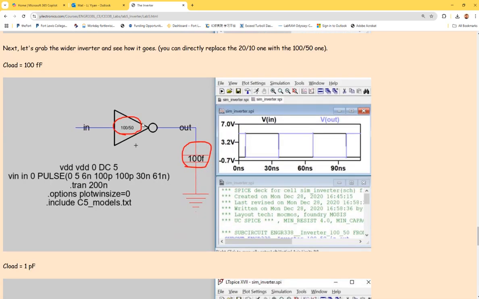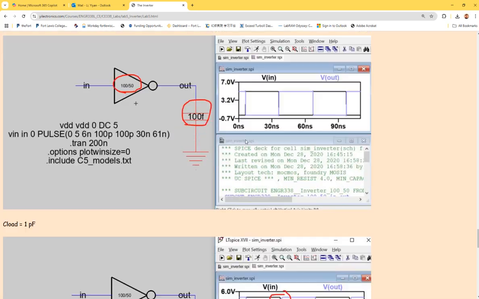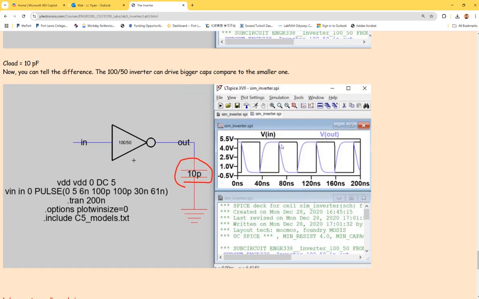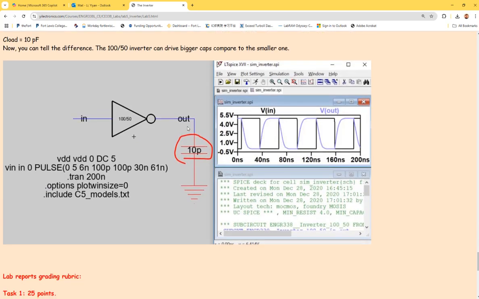So, but if we switch it to the wider one, right? The wider one is 5 times the width for the PMOS and NMOS. For 100 femtofarads, doing fine, the same as the previous one. 1 picofarads, doing fine, but better, right, than the previous one. And for the last one, it is still able to drive it, even though there's a significant time delay. You can see it, but it's way better than the previous one.